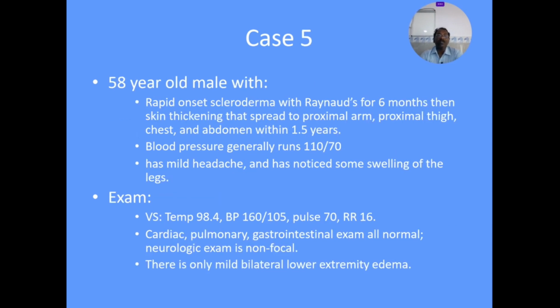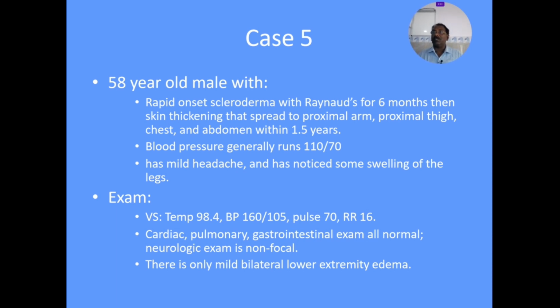Case 5. A 55-year-old male with rapid onset scleroderma. Very fast. Okay. With Raynaud's for 6 months, then skin thickening that spread to the proximal arm, proximal thighs, chest, abdomen within 1.5 years. Is it localized or diffuse? Good. It is a diffuse scleroderma.